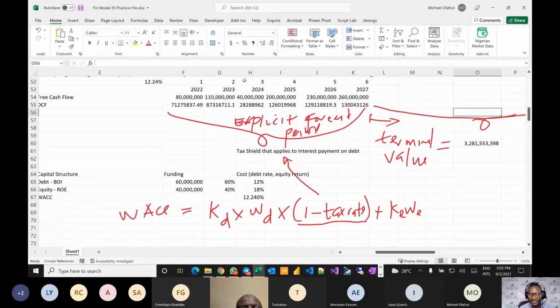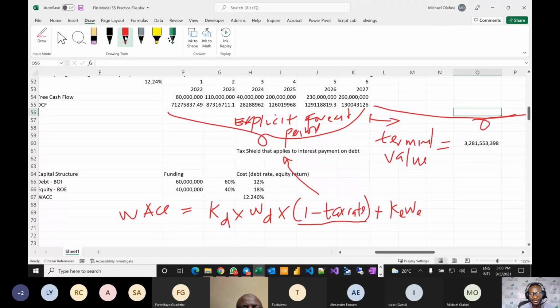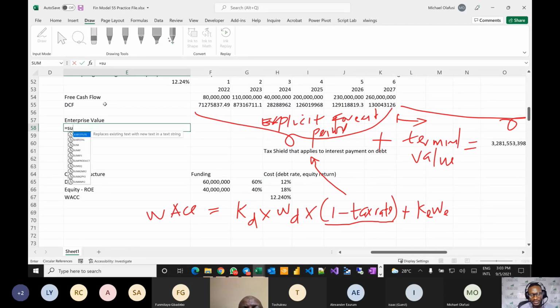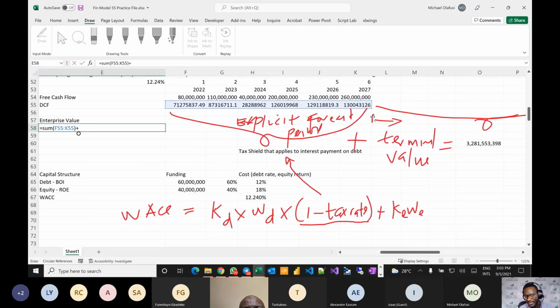So the enterprise value is going to be the summation of these two, the explicit period and the terminal value. So our DCF, the enterprise value, the company's value, is going to be equal to the summation of all of the DCF of this period, right? Then plus, now this is our terminal value. It was taken as at year 6.